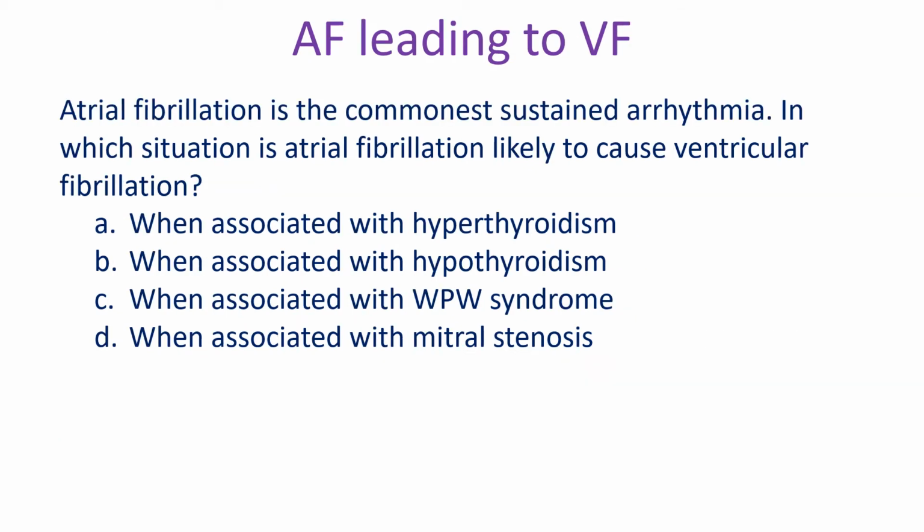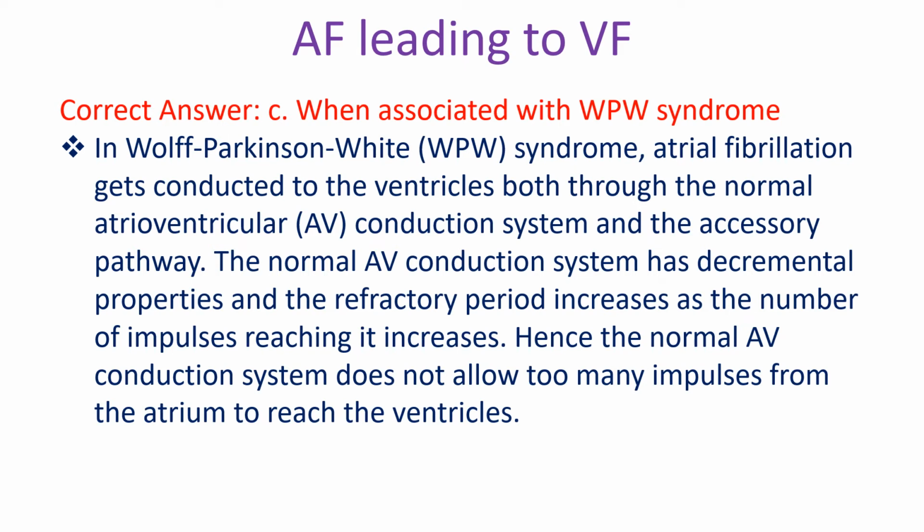Atrial fibrillation is the commonest sustained arrhythmia. In which situation is atrial fibrillation likely to cause ventricular fibrillation? A. When associated with hyperthyroidism, B. When associated with hypothyroidism, C. When associated with WPW syndrome, D. When associated with mitral stenosis. Correct answer C. When associated with WPW syndrome.